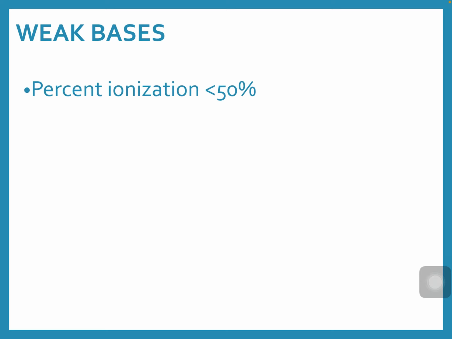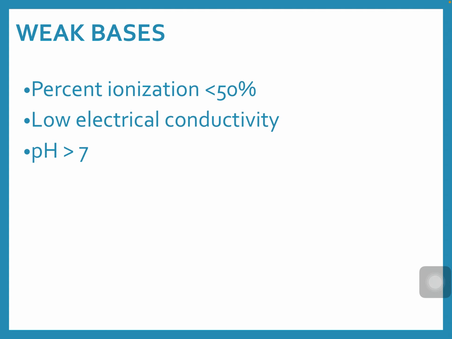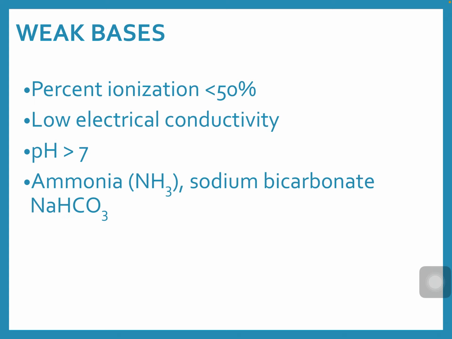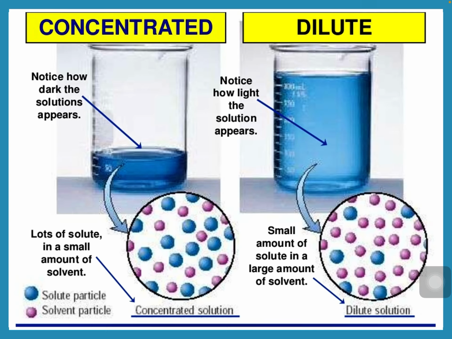Weak bases, similar idea, less than 50% ionization. Because we don't have a lot of ions in solution, there's a low electrical conductivity. The pH here is going to be greater than 7, but it's going to be close to that 7 value and not close to 14. Ammonia and sodium bicarbonate, or baking soda, are examples of weak bases.